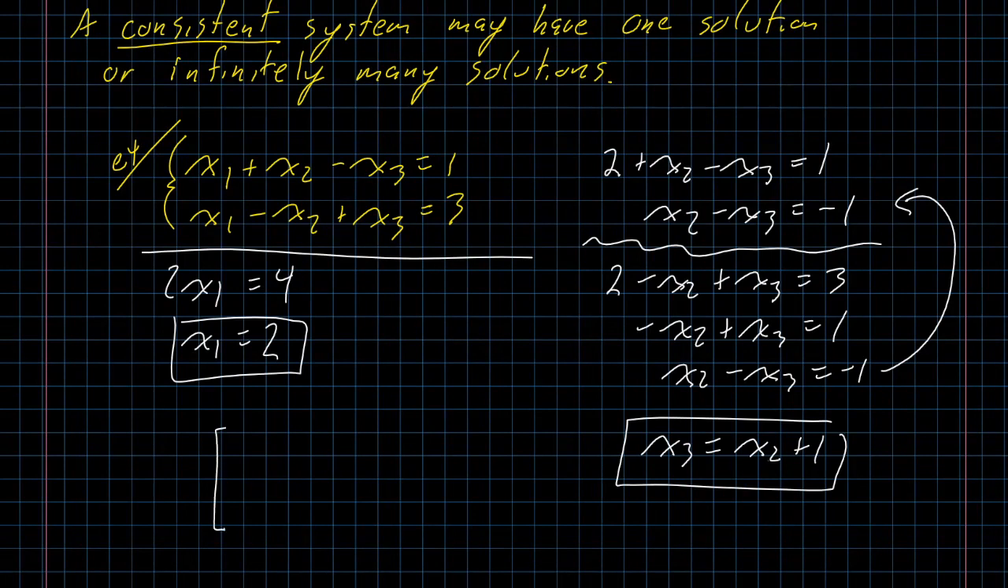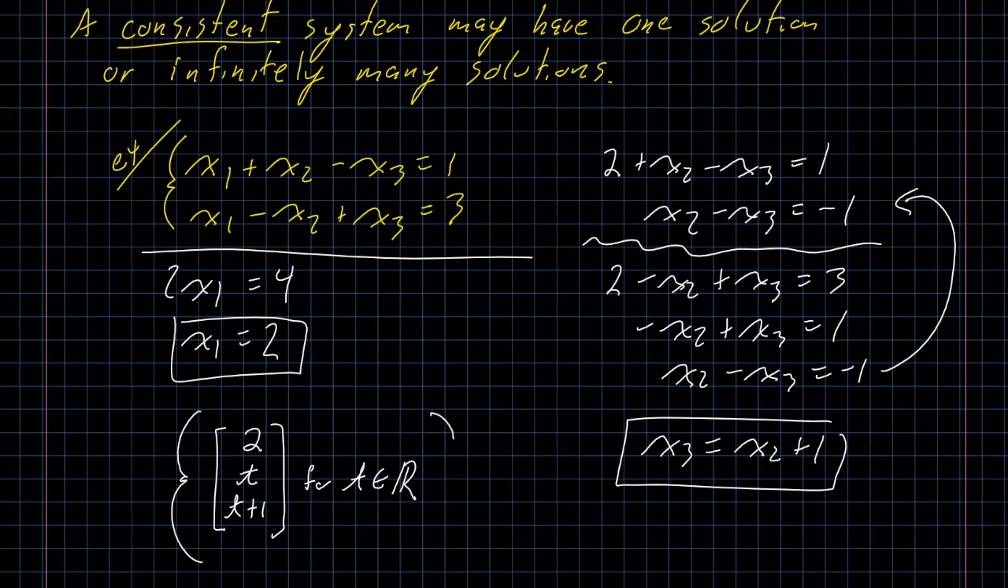The solution here is any vector where x1 is equal to 2. x2, I don't really have anything to talk about. I'll often throw a dummy variable in for that. Let's call it t. And then x3, based on the equation I have over there, must be t plus 1. And no matter what real number t you choose, this construction will give you a solution to the system.